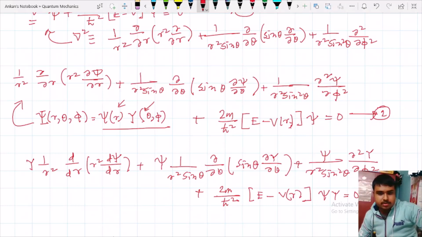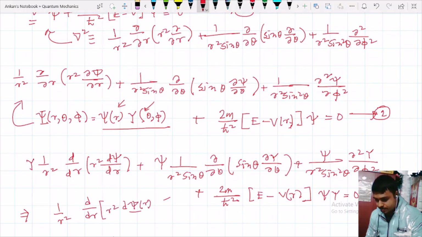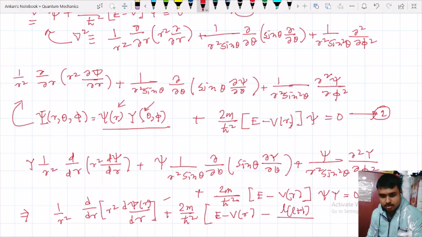If we divide the whole equation by Y into psi, then we will obtain one part which is solely dependent on r and another part which is solely dependent on Y. So let me jump some steps so that the radial part becomes 1 by r square d/dr of r square d psi/dr divided by psi, plus 2m by h line square (E minus V(r)) minus L into (L plus 1) by 2m r square into h line square psi(r) is equal to 0. This was the equation number 4.